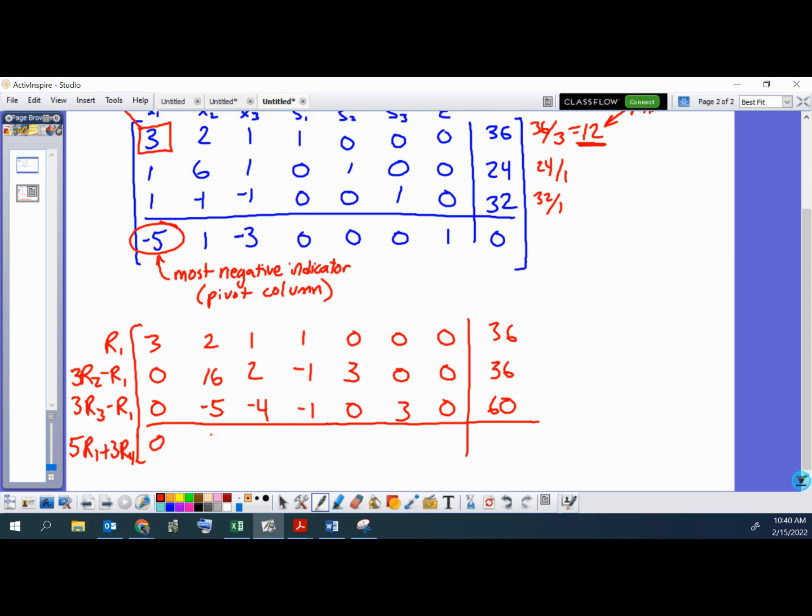10 plus 3 is 13 there. 5 plus negative 9 is going to be negative 4. That negative there means I'm not going to be done after this step. I'll talk about that in a minute. We're going to have to pivot again.